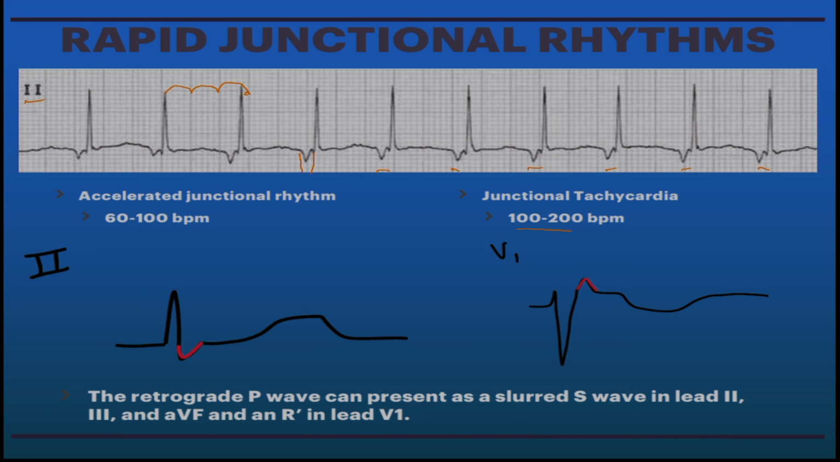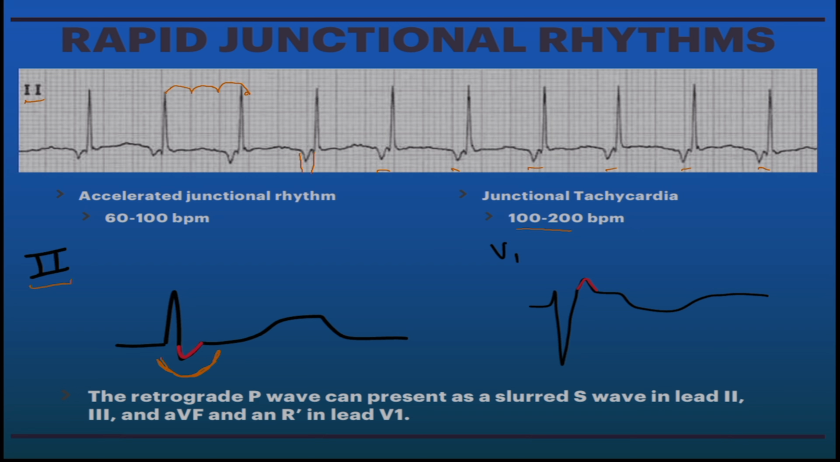I would be justified in calling this a junctional tachycardia. A couple other ways you may see a P wave in a junctional rhythm is you can see a retrograde P wave that presents as a slurred S wave in leads 2, 3, and AVF. So that's what we're looking at here, where this P wave is causing the S wave to gradually come back to the J point, and that can make your QRS complex appear wide in a junctional rhythm.